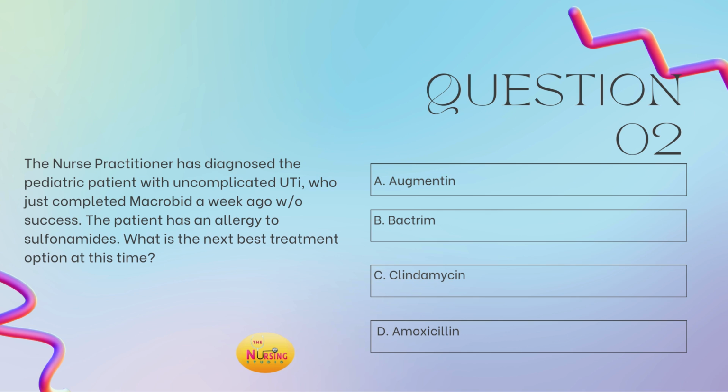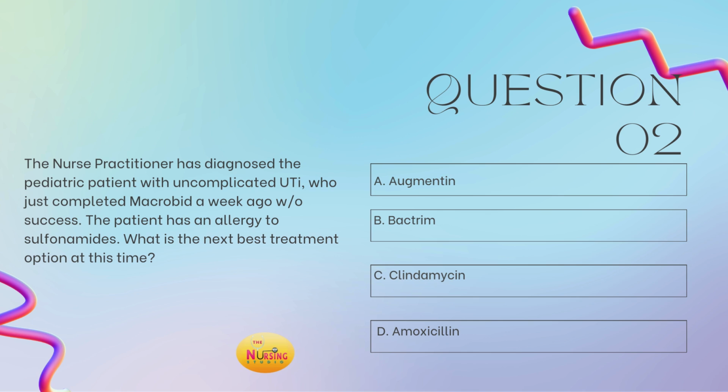All right, so here the stem of the question states, what is the next best treatment option at this time? When they're asking you about treatment, you want to see what the diagnosis is. Here it is a pediatric patient with uncomplicated UTI. But it also says what is the next best, so that lets you know there's something going on and we need to consider the next option. Let's see what other details we need to gather to see why we're utilizing something next now.